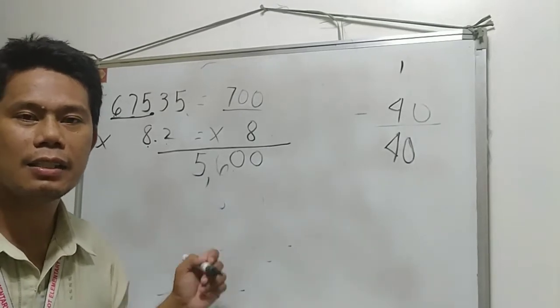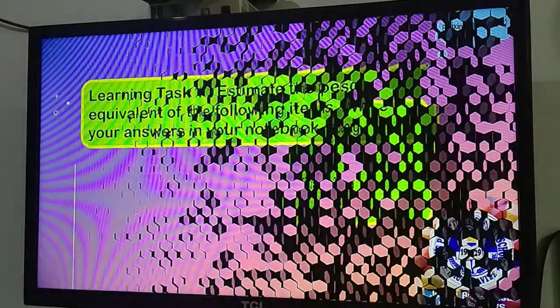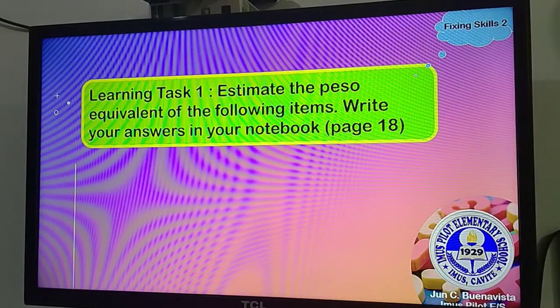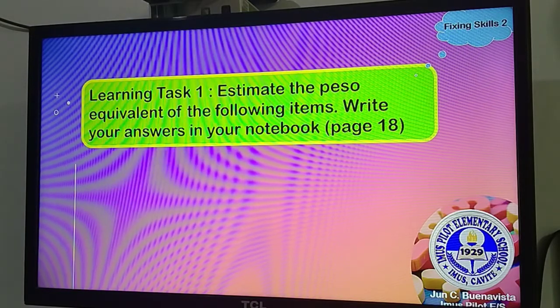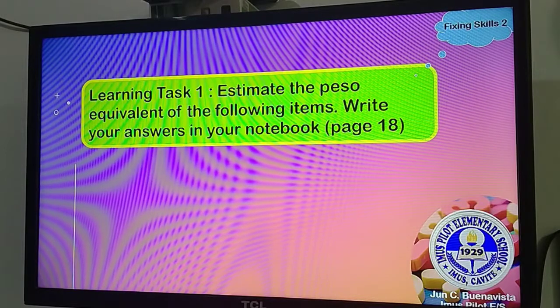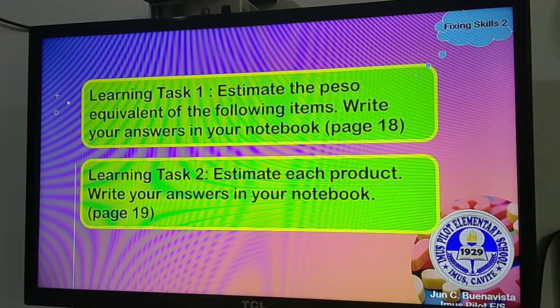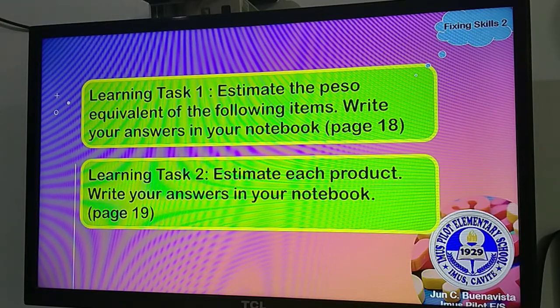If there is none, it is now your turn to answer the learning task. Okay, learning task 1, estimate the peso equivalent of the following items. Write your answers in your notebook on page 18 of your math module. So makikita ito sa page 18 ng inyong math module. Another one, learning task 2, estimate the product. Write your answers in your notebooks. Makikita naman ito sa page 19 ng inyong module.